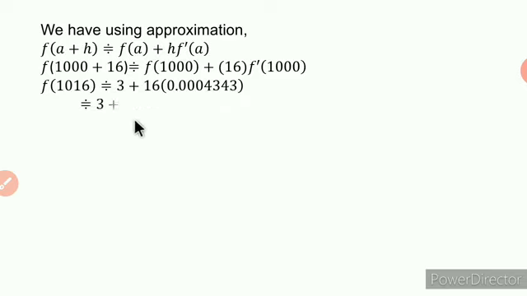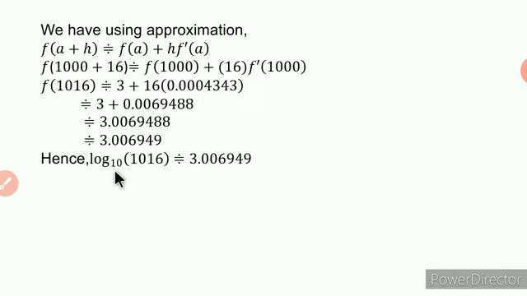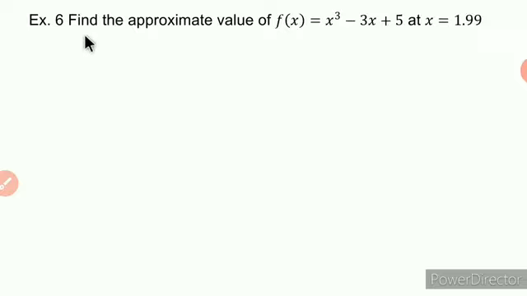Multiplying by 16, it is approximately equal to 3 plus 0.0069488. So adding this, it is approximately equal to 3.0069488. It is approximately equal to 3.006949, since the last digit is greater than 5, so this 8 becomes 9. And hence log of 1016 to the base 10 is approximately equal to 3.006949. Next example.